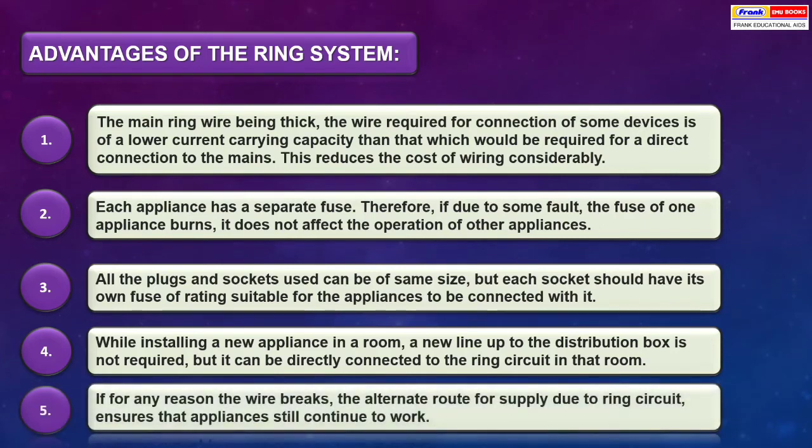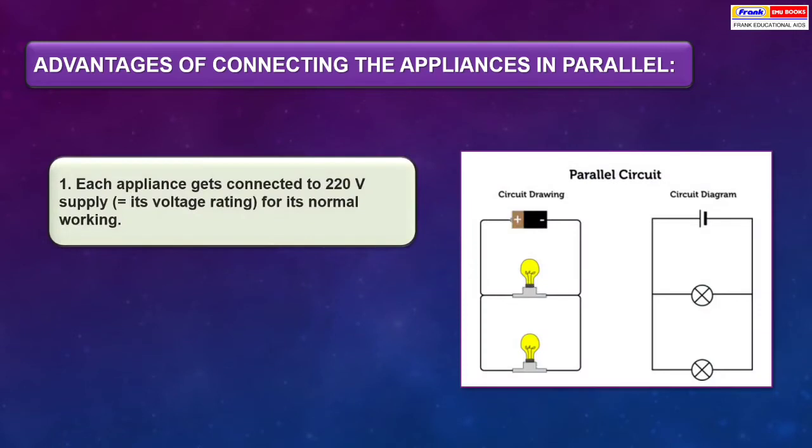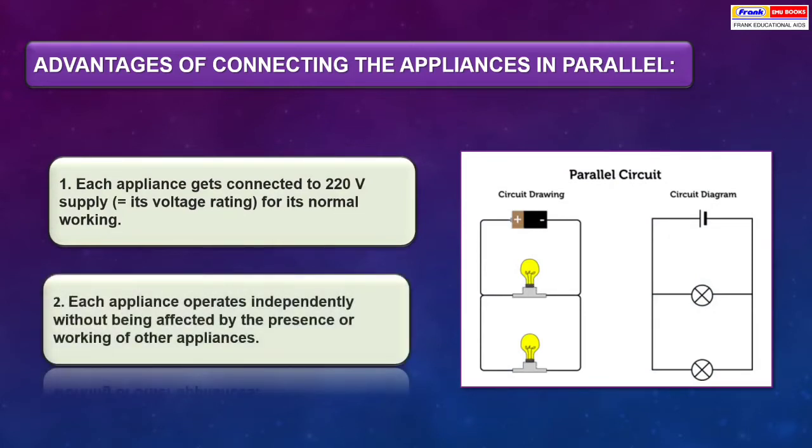If for any reason the wire breaks, the alternate route for supply due to ring circuit ensures that appliances still continue to work. Advantages of connecting the appliances in parallel. Each appliance gets connected to 220 volt supply that is equal to its voltage rating for its normal working. Each appliance operates independently without being affected by the working of other appliances.